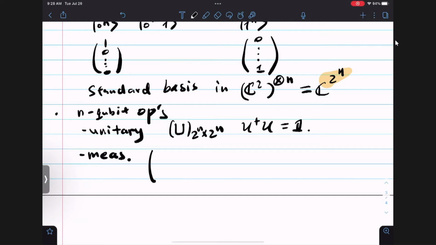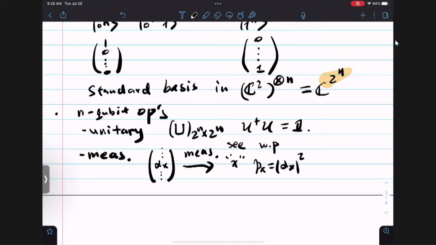So suppose the n-qubit state on the x row, the amplitude is alpha x. Then if we measure it, we're going to see x with probability proportional to alpha x magnitude squared. And then after the measurement, the state will collapse to ket x. So it will collapse to one of the computational basis states.